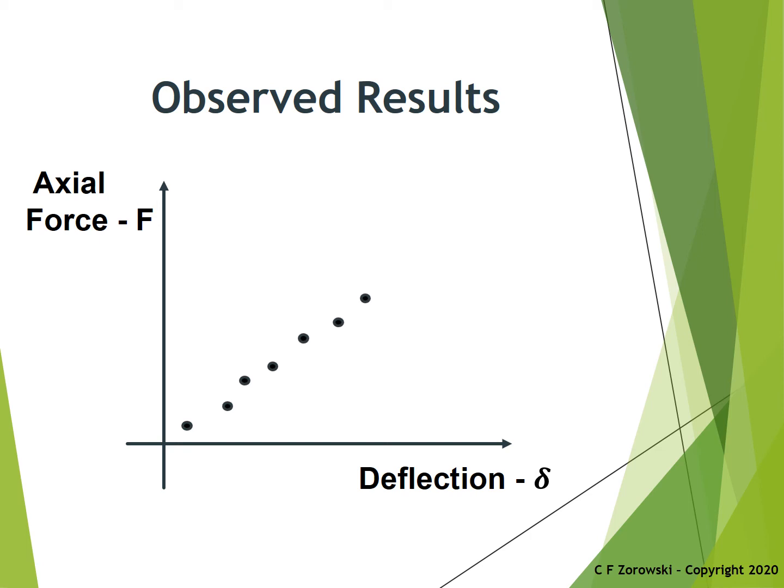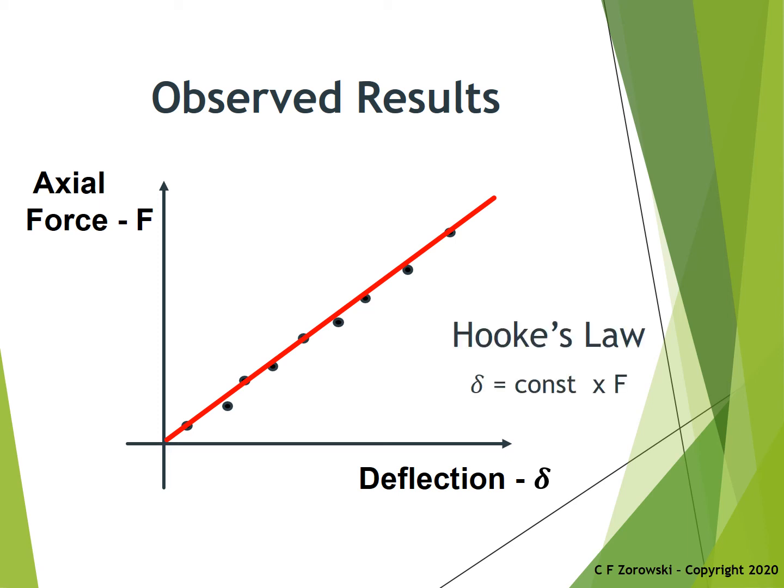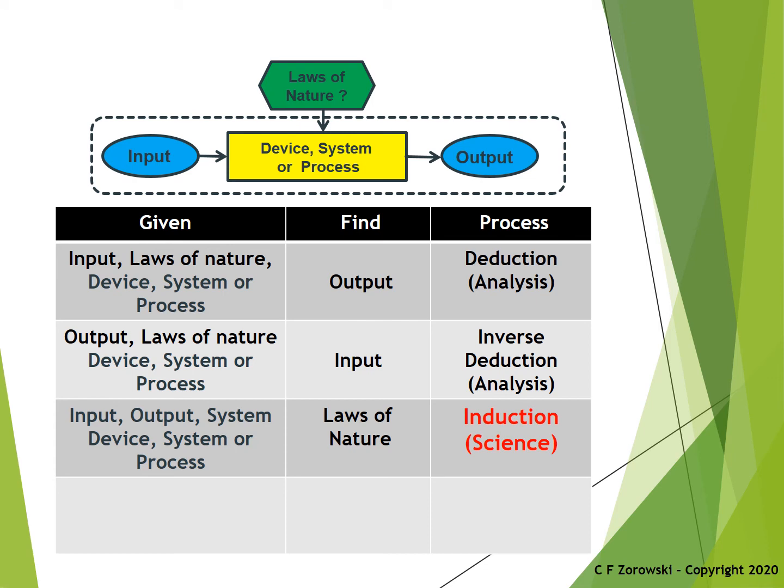It is observed that the system behavior can be quite accurately represented by a continuous linear relationship. This is recognized as Hooke's law. Mathematically, the deflection delta is equal to some constant times the applied force F. The mental skill associated with this intellectual activity is called induction. It is the realm of science whose mission is to investigate, describe, and explain how our physical world and universe operates. Induction is a very valuable mental skill, but not used very often by engineers.